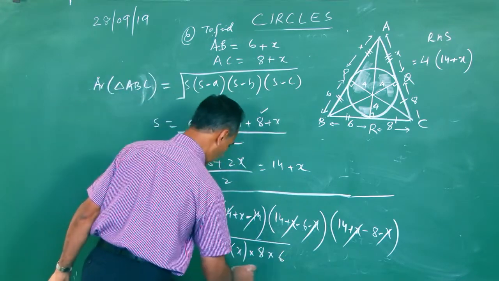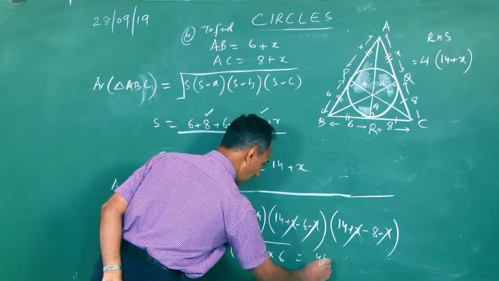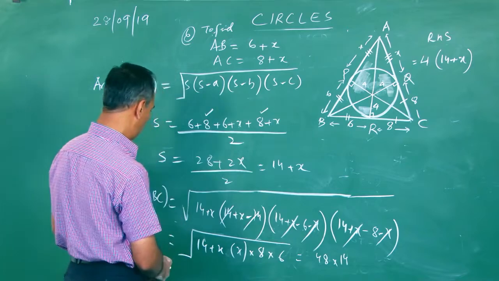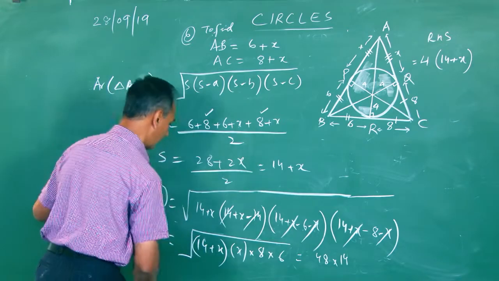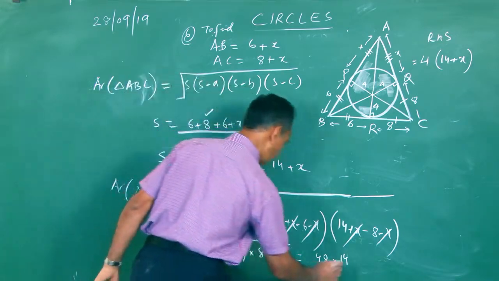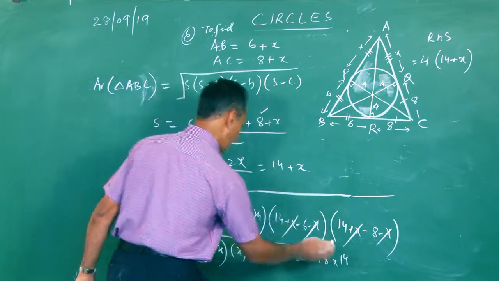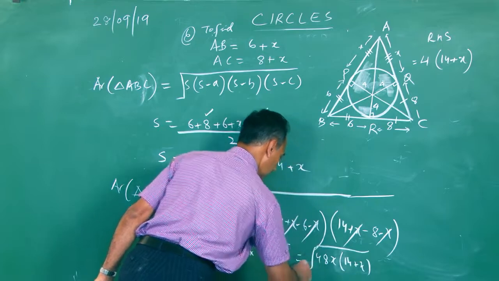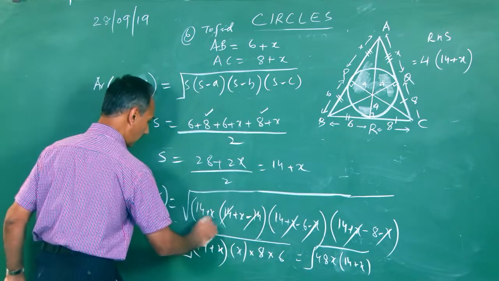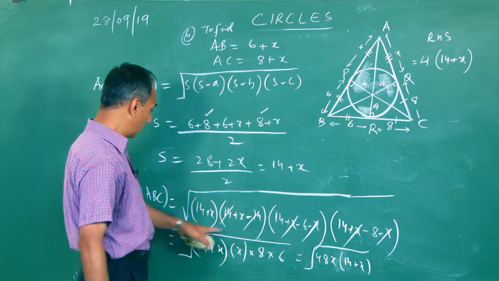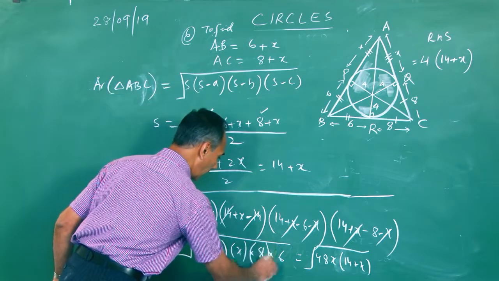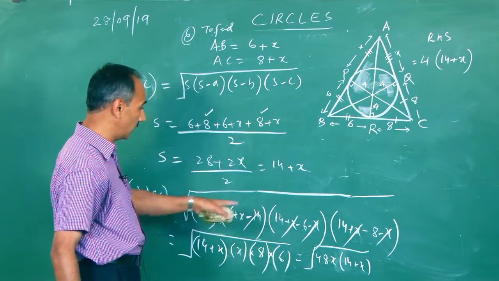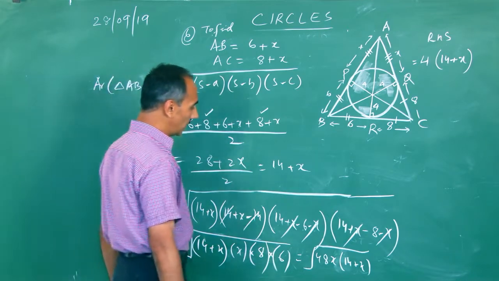So what does this sum up to? This sums up to 48 into... No, my dear friends, this is 14 plus x. So basically, it's 48x into 14 plus x. We should have written it in brackets. This will give you x, this is giving you simply 8, this is giving you simply 6. So 48 into x into 14 plus x. We need to be clear. Now this is my left-hand side.